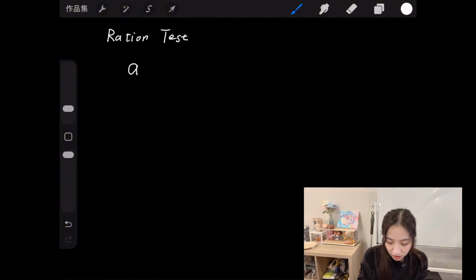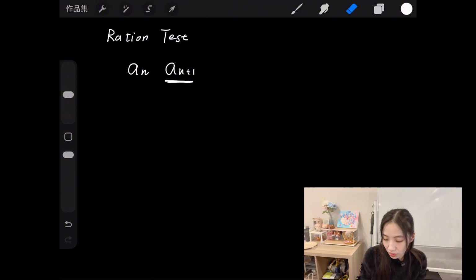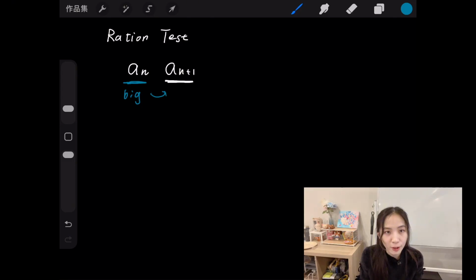Let's say your term is a sub n, so the next one will be a sub n plus 1, right? And then we want to know which one is bigger as it goes to the infinity. Why does that matter? Because as your infinity series goes to infinity, if the next one is greater, the value will go to infinity, then it will be divergent. But if your previous one is bigger than the next one, that means the value you add is going to be smaller and smaller. So at the end, it actually converges to a certain value because the number doesn't go bigger.